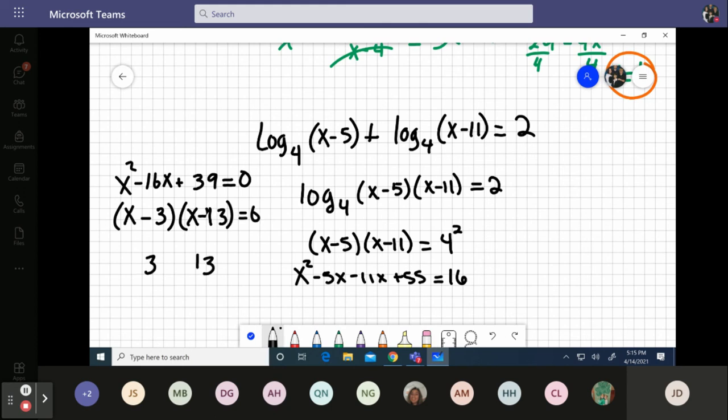So 3 and 13. What is the problem with using that 3? If you look at your solutions, they only say the 13. What's 3 minus 5? If I did this, I would be trying to take the log of a negative number, and that's an error. It's got to be positive. So I've got to throw out that 3.